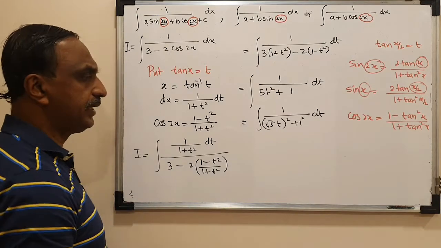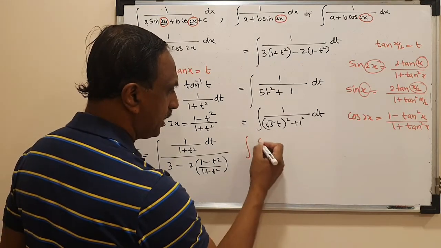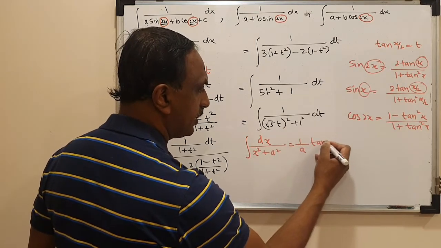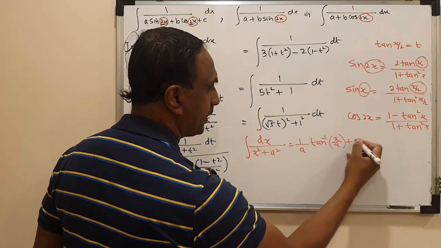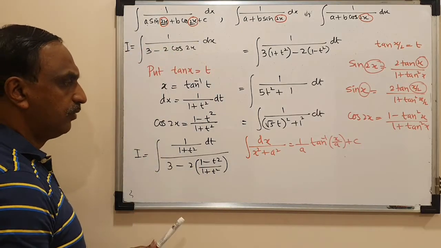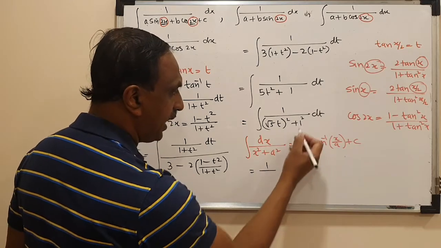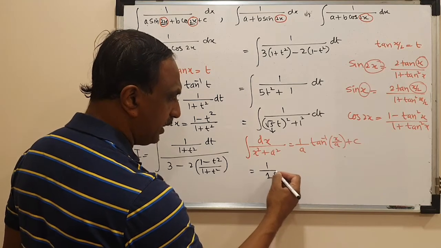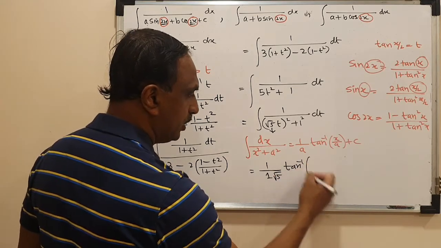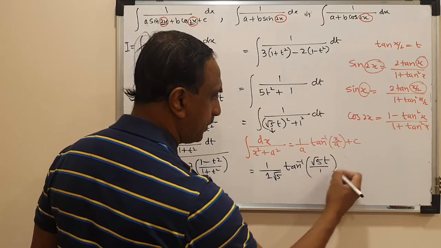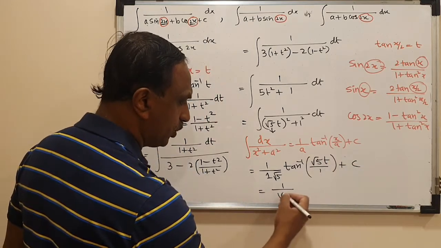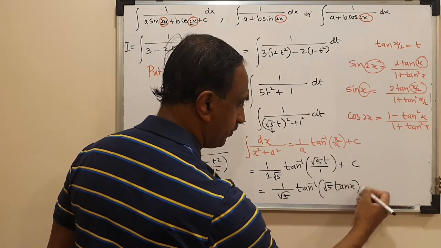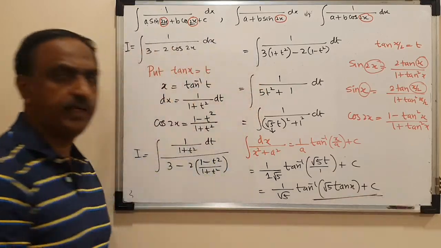So which formula can I apply here? The formula that I need to apply here is dx upon x square plus a square is 1 by a tan inverse x by a. I need to apply this formula. So my answer became 1 by a. So 1 by a is 1, but t is having a coefficient, so we have to divide by t's coefficient, tan inverse root 5 t, plus c. So my final answer is 1 by root 5 tan inverse root 5 tan x plus c. This is the answer that you will be having.